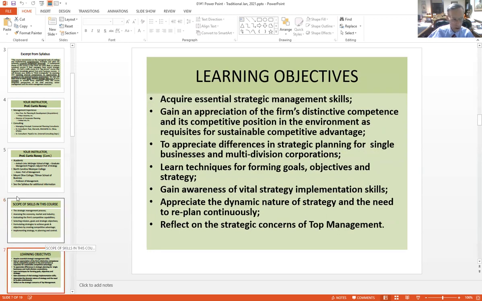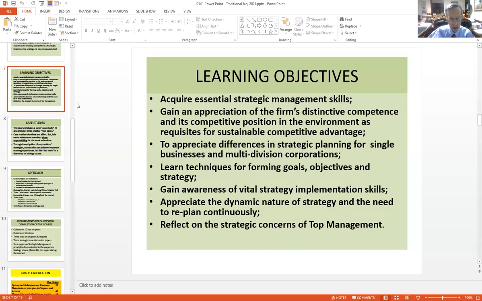There we go. So if you just take what I said a minute ago and translate it into the specific objectives for passing quizzes and learning in this course, this is what you come up with: essential strategic management skills, appreciation of a firm's distinctive competence, and its competitive position in the economy, market, and industry as requisites for sustainable competitive advantage.